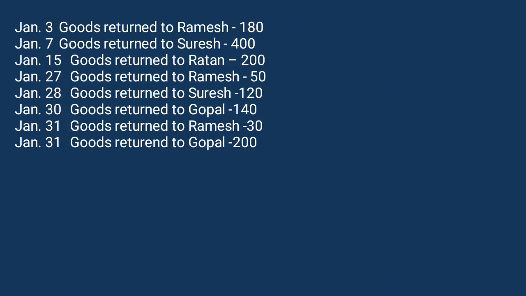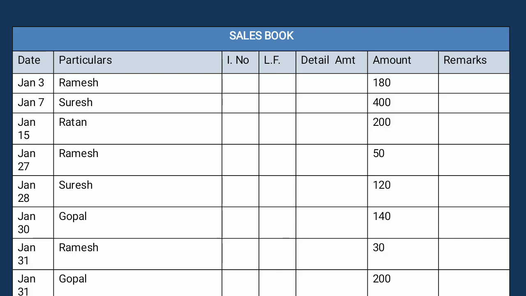Here we have some transactions: January 3rd, goods returned to Ramesh; January 7th, goods returned to Suresh, Ratan, like this. We have only simple transactions. With these transactions, we have to prepare our purchase return book. First, you are all aware of the format.